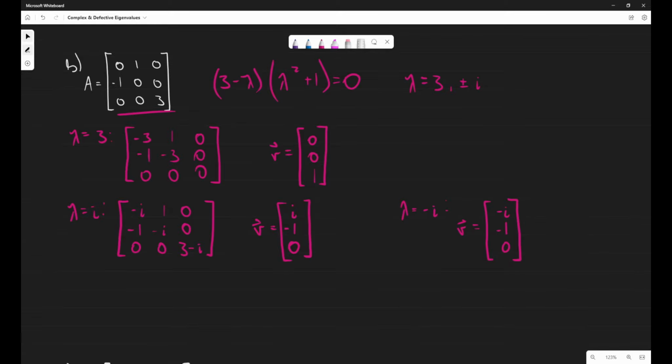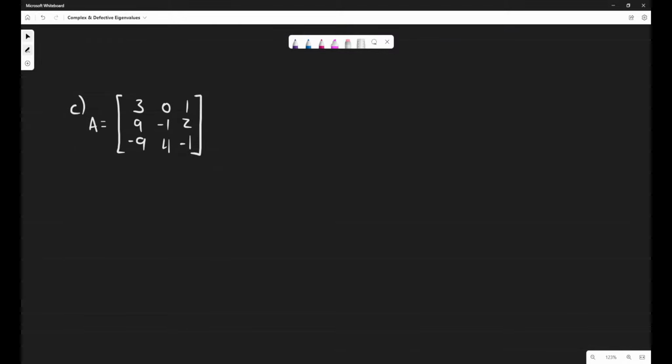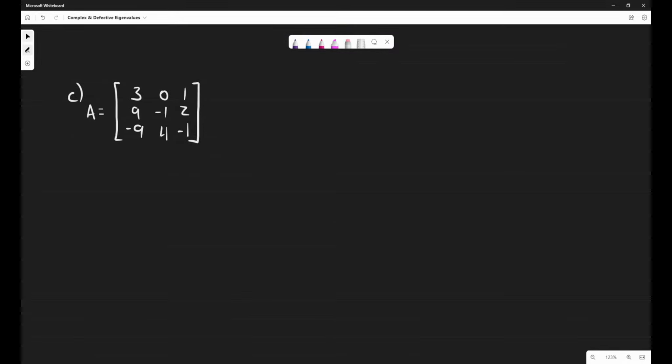All right, so now let's move on to the last example. This one again is going to be a 3x3 matrix. As usual, we are going to find the characteristic equation, so we can find our eigenvalues.